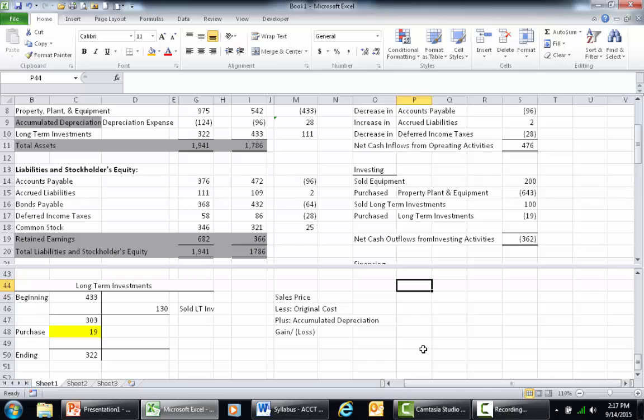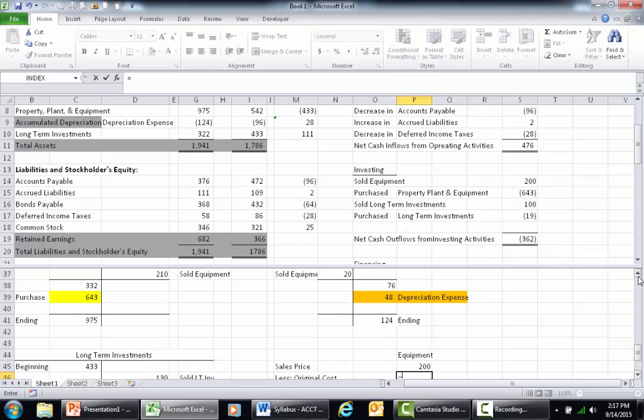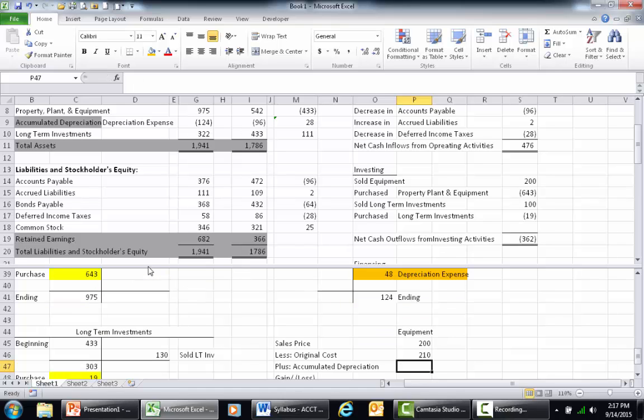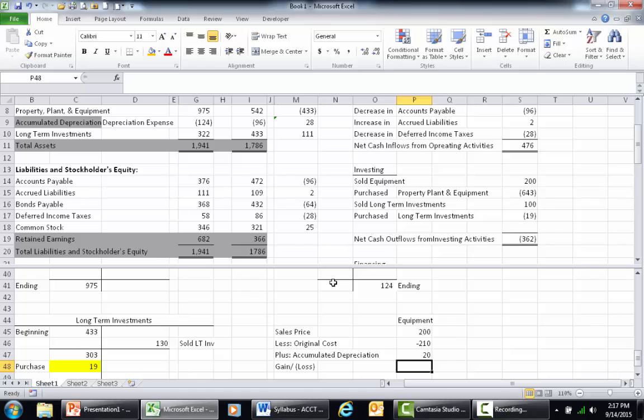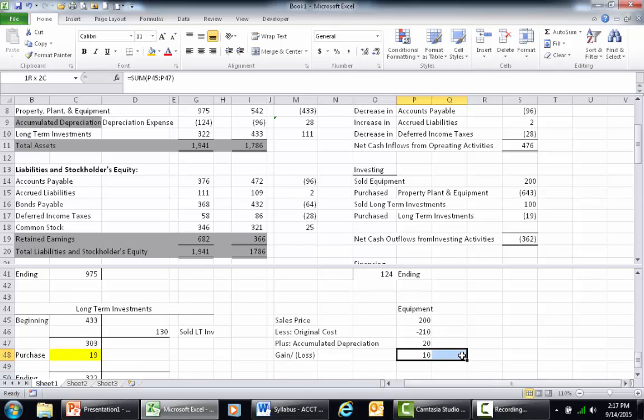Alright, so on my equipment, my selling price was the 200. My cost was the 210. And remember, that's going to be a negative, or that's a less, right? And then we're going to add back in any depreciation that we had associated with that. We said that was 20. So then we sum up those three things, and we had a gain of 10.